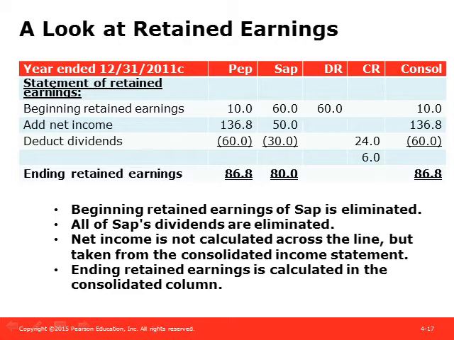And so here again we look at retained earnings. So we have beginning retained earnings of 10K for PEP and 60K for SAP. We reduce or eliminate the 60K in SAP so that we don't double count those. We add the net income that we previously calculated. We deduct the dividends and adjust for the split of SAP dividends, the 24/6 or the 80/20, to get to an ending retained earnings balance.